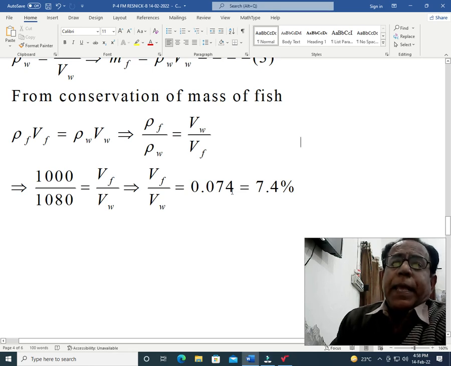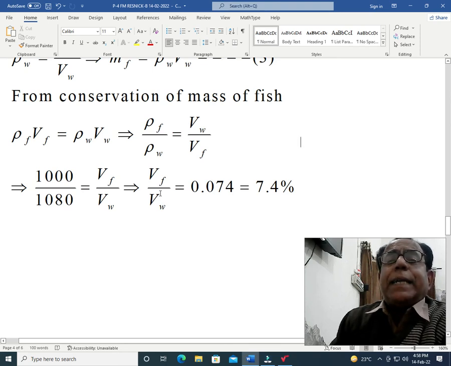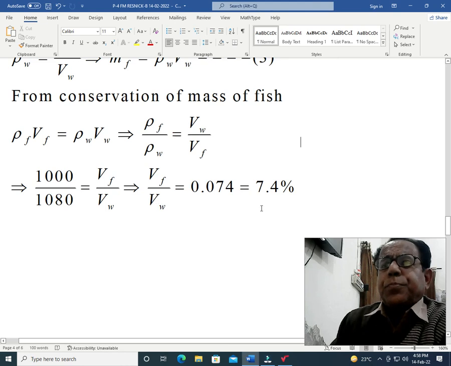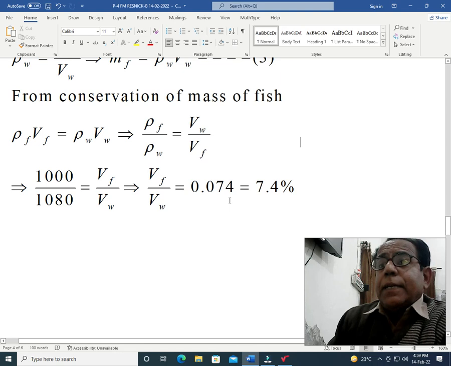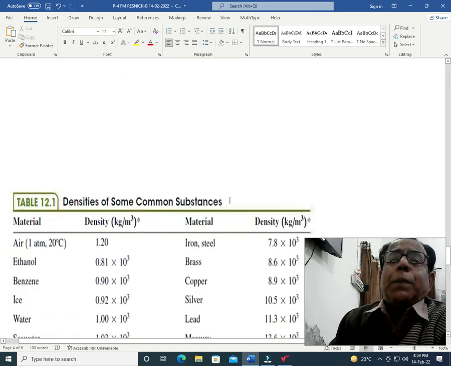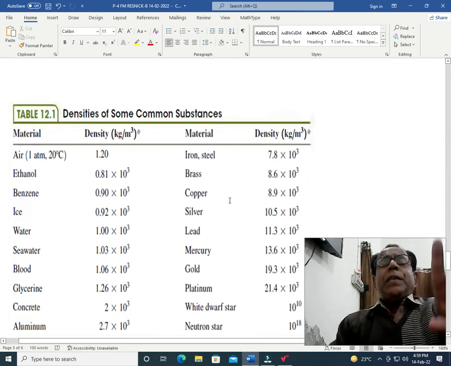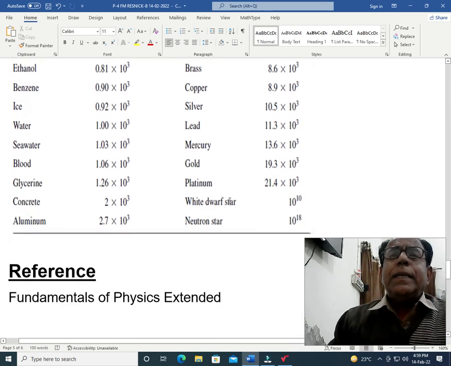0.074, and if we multiply this fraction by 100 then we will get a percentage. To this extent our answer is almost complete, 0.074. But in the next step we have multiplied it with 100 and converted it into percentage. So our solution has become 7.4%.